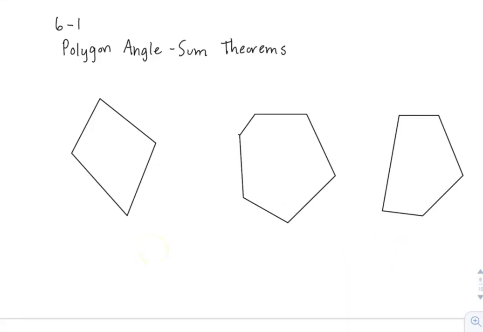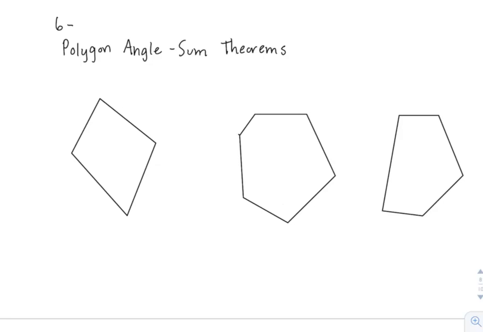First lesson of our next unit is on polygon angle sum theorems. So first off, guys, a polygon is just an enclosed shape created by line segments. So don't let that throw you off. It's any enclosed shape. So it could be a triangle, a square. It could have any number of sides as long as the sides are created by line segments.